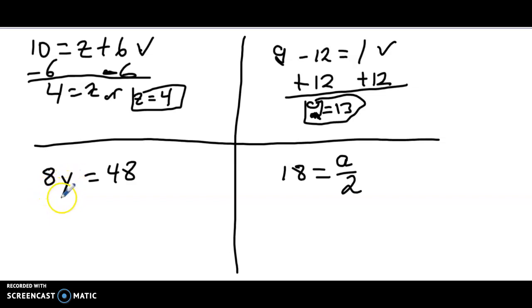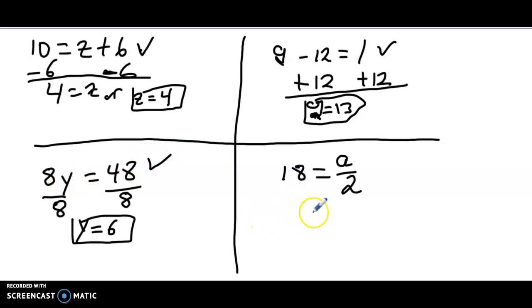The inverse of multiplication, of course, is division. So here we go. Divide both sides by that factor. 48 divided by 8 is 6, and that would be my answer because I got the variable by itself. I'm going to check the answer in the original equation. You always go back to the original. 8 times 6 is 48.